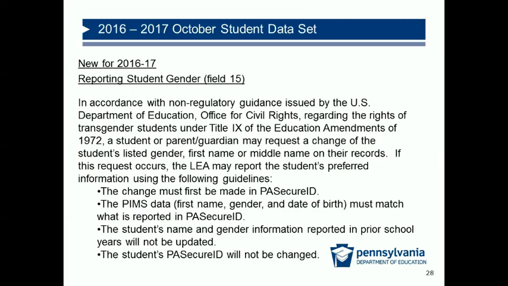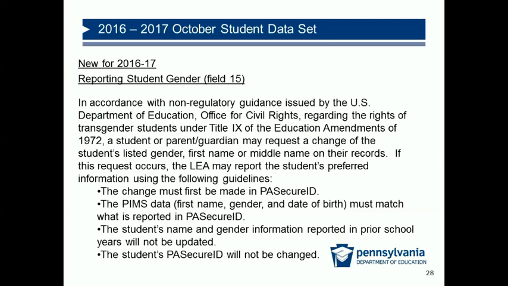So what's new for 2016-17? As you may have heard, there has been a change for reporting student gender, field 15. In accordance with non-regulatory guidance issued by the U.S. Department of Education, Office for Civil Rights, regarding the rights of transgender students under Title IX of the Education Amendments of 1972, a student or parent guardian may request a change of the student's listed gender, first name, or middle name on their records. If this request occurs, the LEA may report the student's preferred information using the following guidelines.